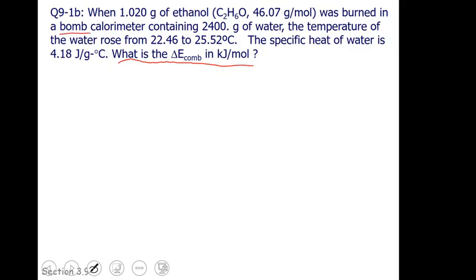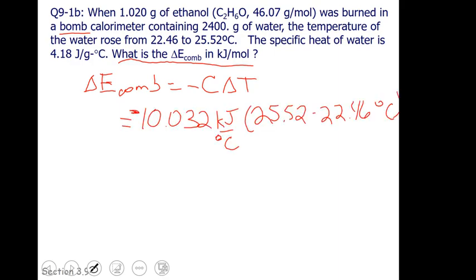So as we are in a bomb calorimeter, the change in energy of combustion is going to be equal to minus the heat capacity of the calorimeter times the change in the temperature. So I'll take my value from part A and multiply it by the change in temperature. And of course, as far as sig figs go, my first value is good to 3 sig figs. And when I subtract the temperature, this will also be good to 3 sig figs.